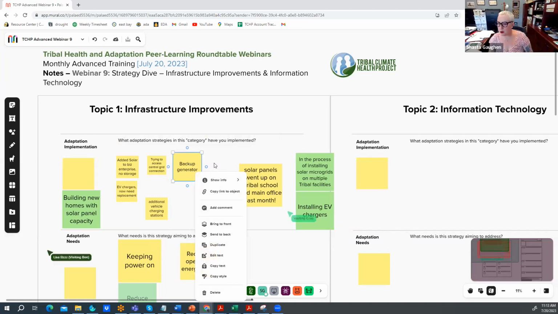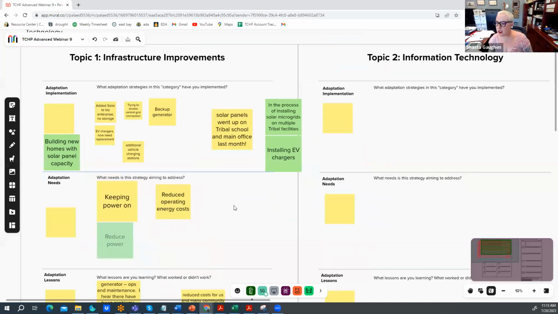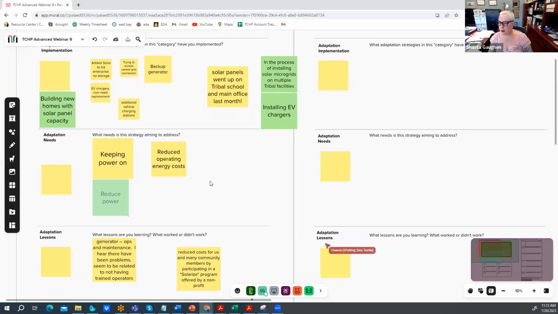Okay, I'm going back and forth between here and both the Zoom and the mural to see if folks are putting stuff into the chat. Some folks are having a little bit of a technical challenge using mural, so they're putting stuff into the chat, which is great. So Lisa Gover added that infrastructure needed in the community is additional vehicle charging stations.